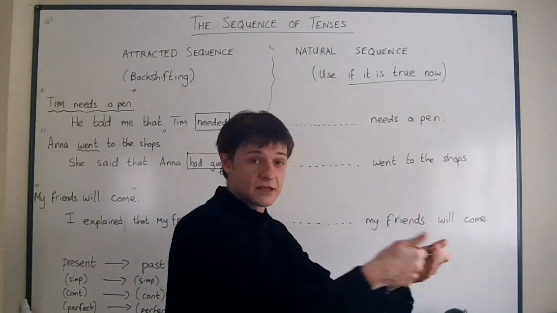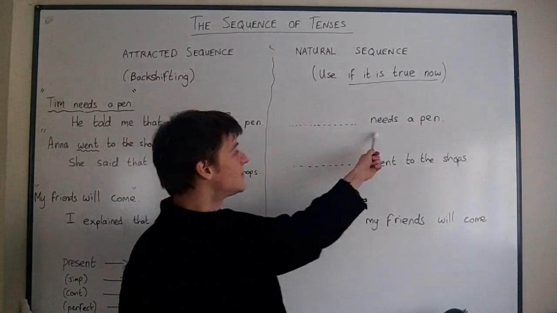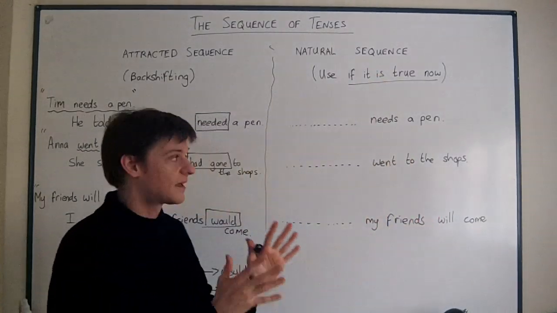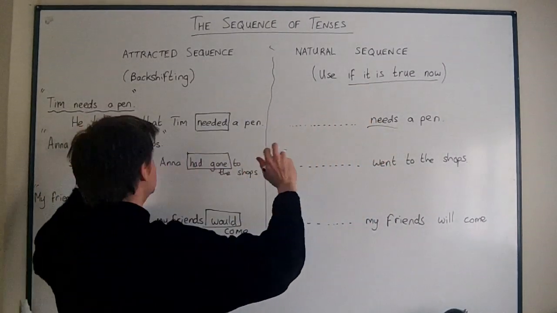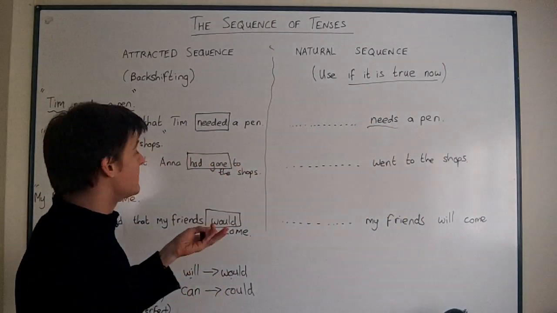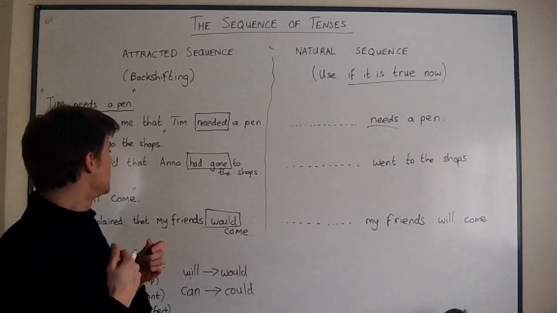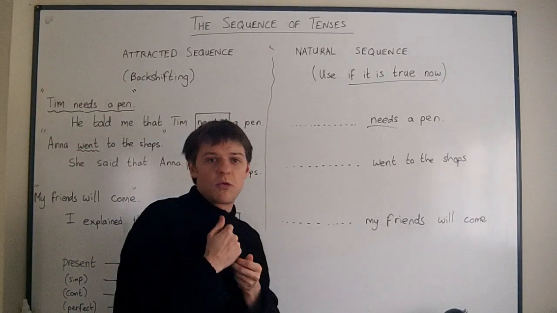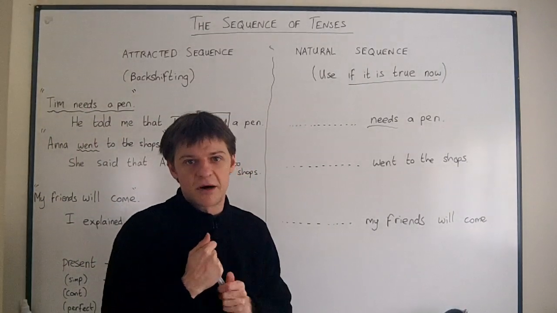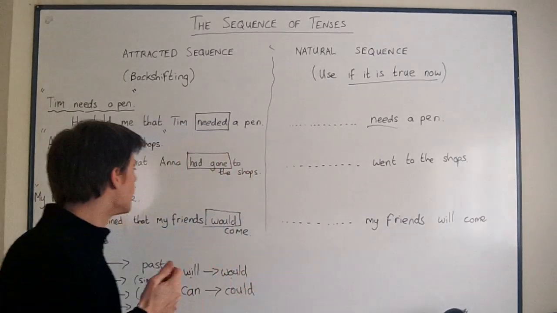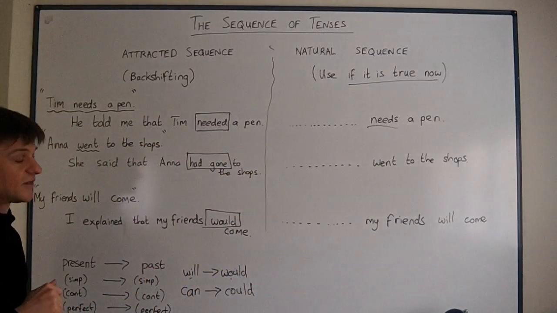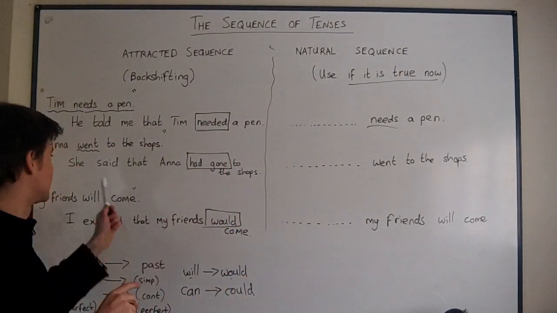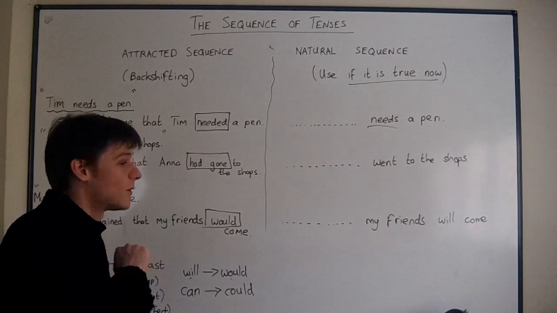Do you have one now? Can you give it to him now? So this is when we would use the natural sequence, not moving it back, keeping the tense exactly the same. Needs stays as needs. And equally true, we could say, she said that Anna went to the shops. Now, I think quite often we would do this without moving it to past perfect. Strictly speaking, it's not necessary to move it to past perfect. So even in reported speech, it's not absolutely necessary. You could say she said that Anna went to the shops.